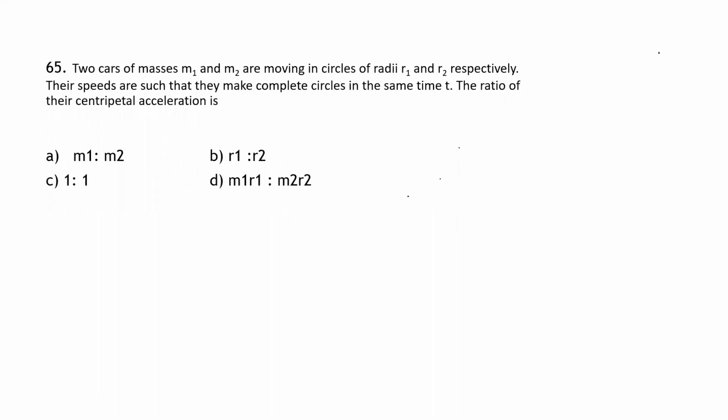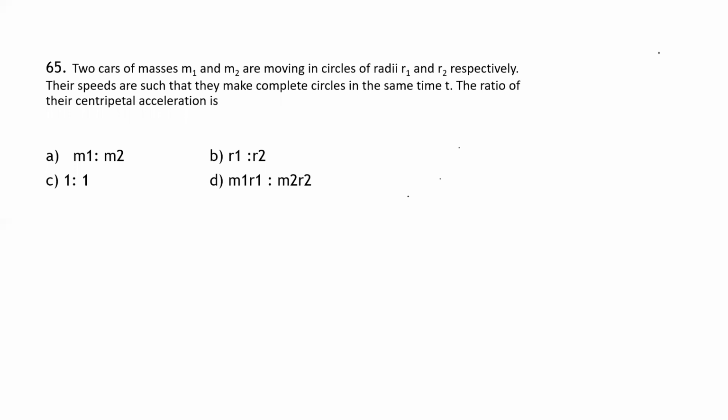Two cars of masses m1 and m2 are moving in circles of radii r1 and r2 respectively. So two cars are moving in circular paths of radii r1 and r2. Their speeds are such that they make complete circles in the same time T. The ratio of their centripetal acceleration. So here you need to calculate the ratio of centripetal acceleration.